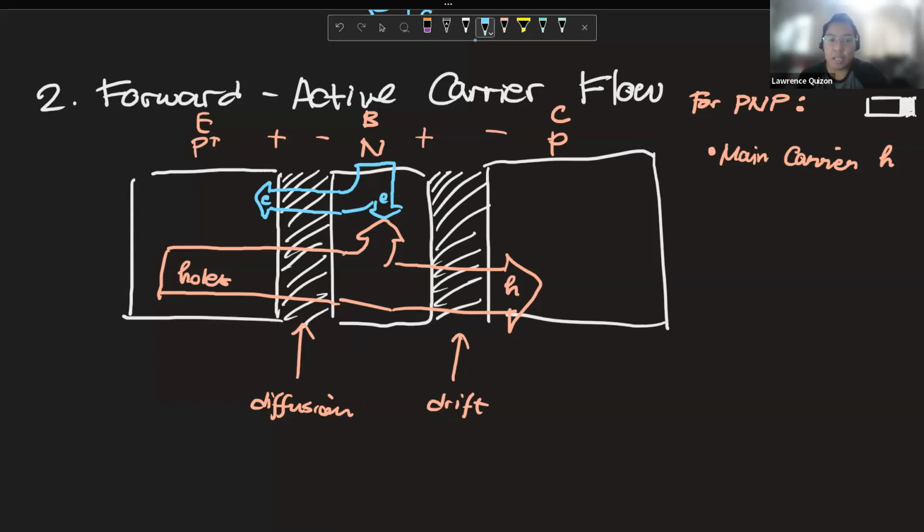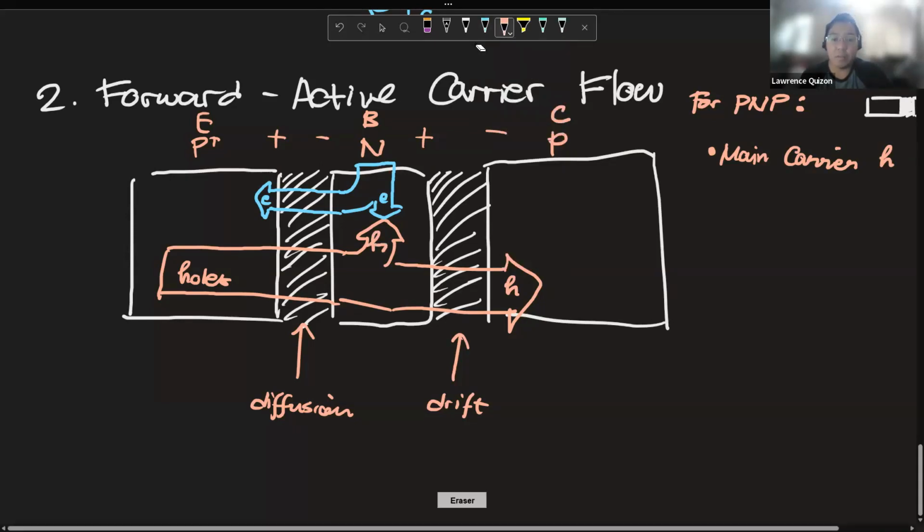So that is another thing that happens in the base, no? Which is why, right? We know this equation, no? So IC is equal to IE minus IB, no? So the current that we lose in the base is actually from recombination, no? So from here, we can actually identify some interesting things, no?